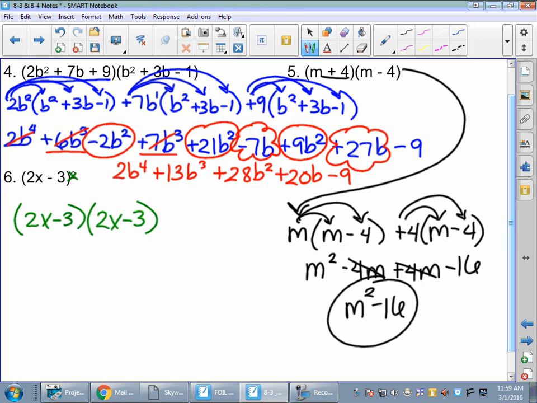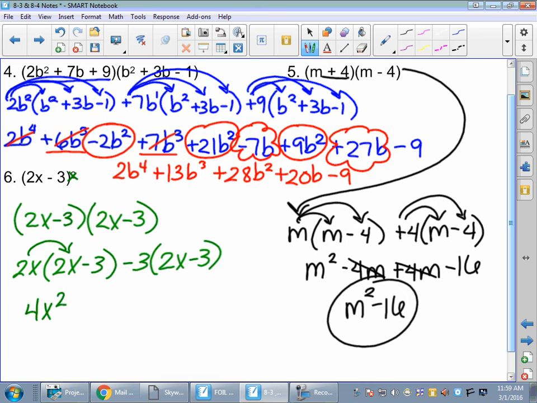You're going to rewrite it as a product of itself. Now we have binomial times binomial. We're going to break up one, which they're the same value, so it doesn't really matter which one you break apart. So I have a 2x on the outside of the quantity 2x minus 3. And I have a negative 3 on the outside of the quantity 2x minus 3. Distribute. 2x times 2x makes 4x squared. 2x times negative 3 is negative 6x. Negative 3 times 2x gives me a negative 6x again. And a negative 3 times a negative 3 gives me a positive 9.